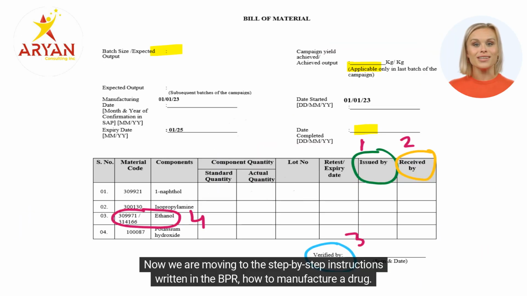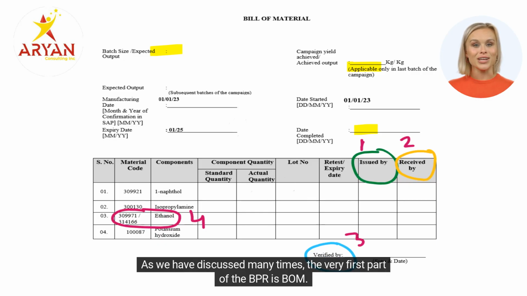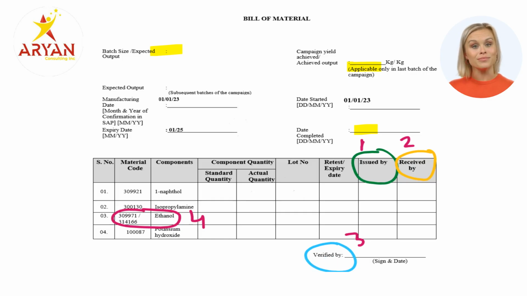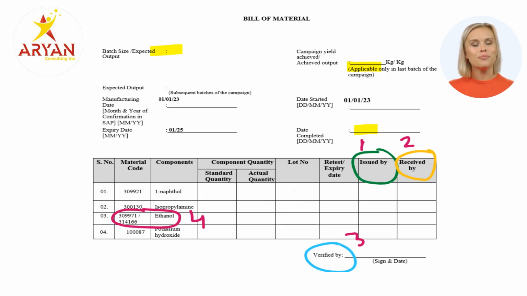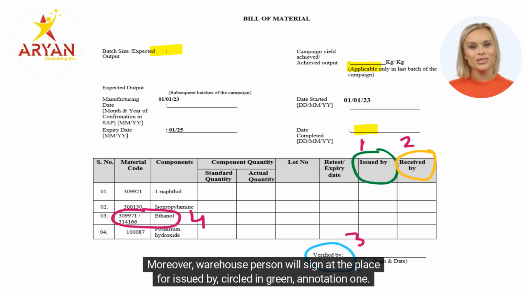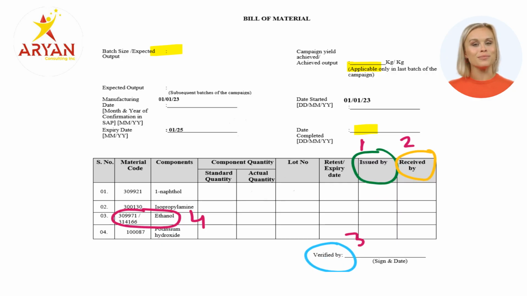Now we are moving to the step-by-step instructions written in the BPR, how to manufacture a drug. As we have discussed many times, the very first part of the BPR is BOM, Bill of Material. Every single material has been listed with its material code and expiration date. Moreover, the warehouse person will sign at the place for issued by, circled in green, annotation 1.